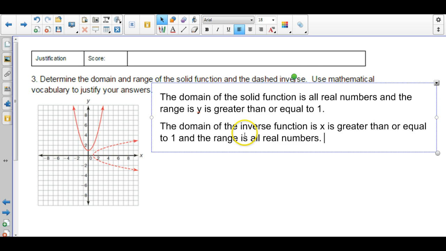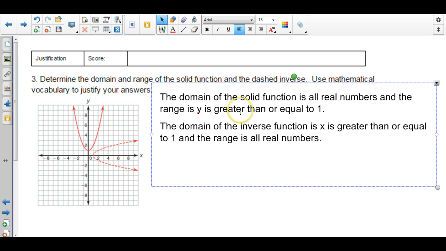And again, it's all real numbers for a couple of reasons. The domain from the solid function right here is all real numbers, and that becomes the range of the inverse function. Another way to think about it is this curve, the top side of it is going to keep going positive, positive, positive, and the bottom end is going to keep going negative, negative, negative. So again, every y value gets hit.